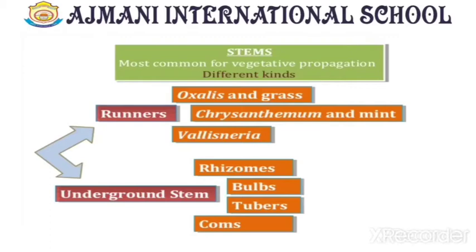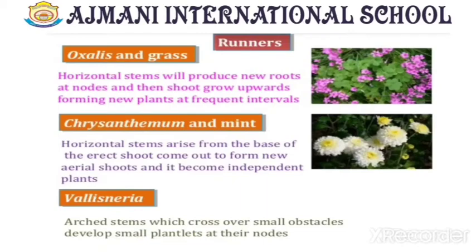The tubers, bulbs, corms and rhizomes are usually found underground. The runners are the horizontal stems that emerge from the main stem. They have nodes where buds are formed. These buds grow into new plants, for example, the runners of strawberry, grass and mint.